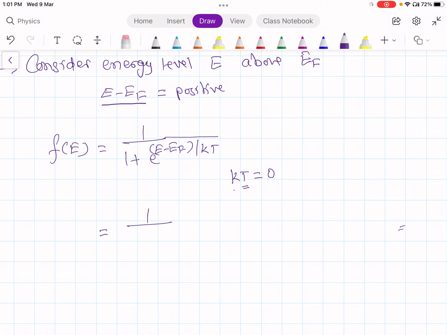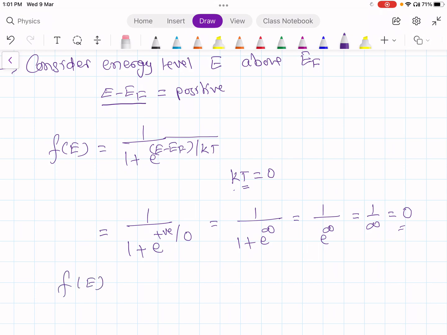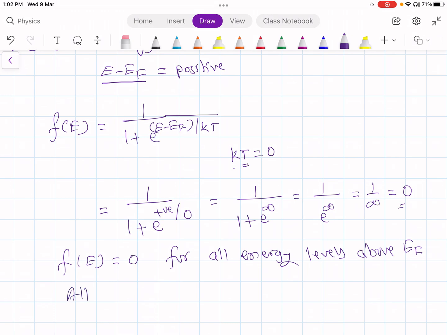So this becomes 1 upon 1 plus e raised to some positive quantity divided by 0. That would be 1 upon 1 plus e raised to positive infinity, which is nothing but e raised to infinity. And e raised to infinity is infinity. So 1 by infinity is equal to 0. So f of E is equal to 0 for all energy levels above EF. So all energy levels above EF are vacant.